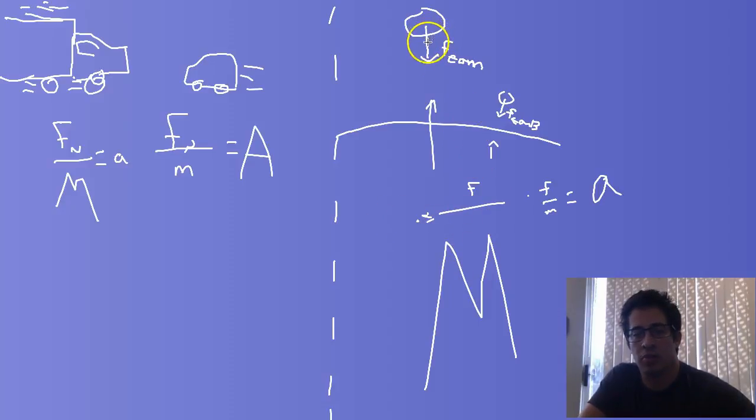Okay, so the Earth pulling on the Moon and the Moon pulling on the Earth, that's an example of a Newton's third law pair. The ball getting pulled down by the Earth, and the ball pulling up on the Earth, that's a Newton's third law pair.